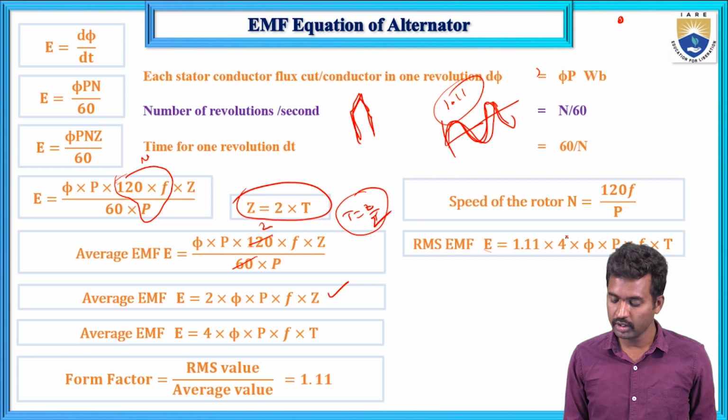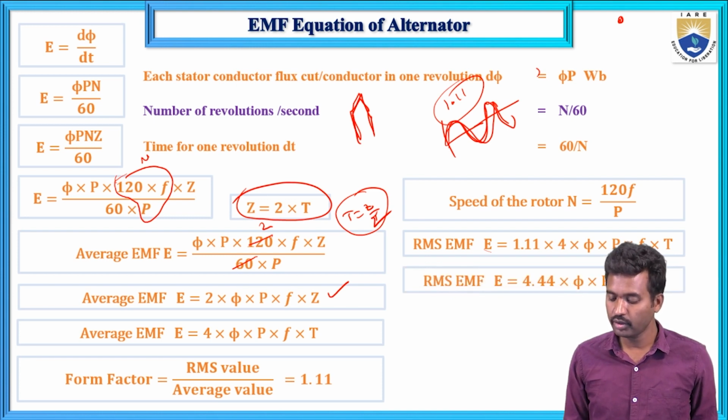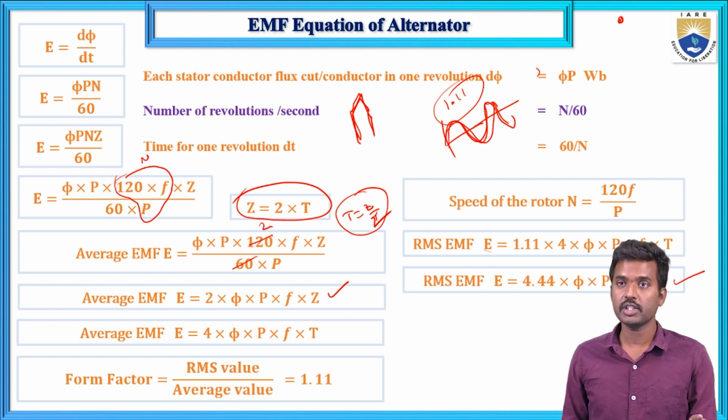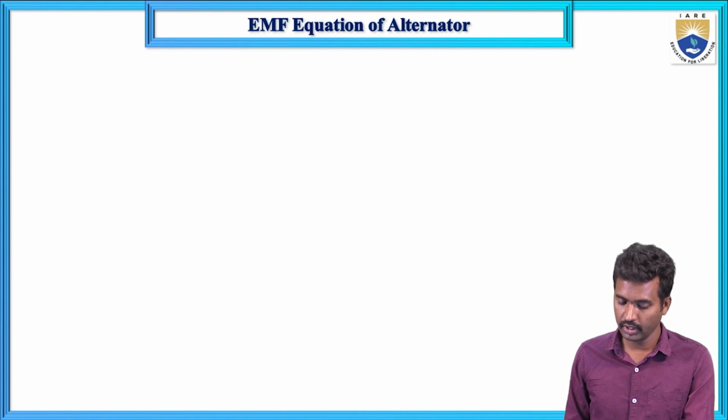And if you multiply these two, then EMF equals 4.44 into phi into P into F into T. Now this is the final equation for the RMS value of the EMF.